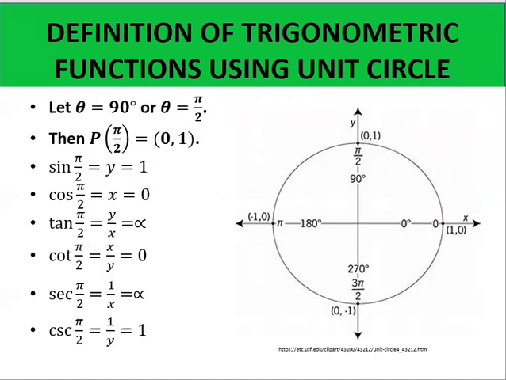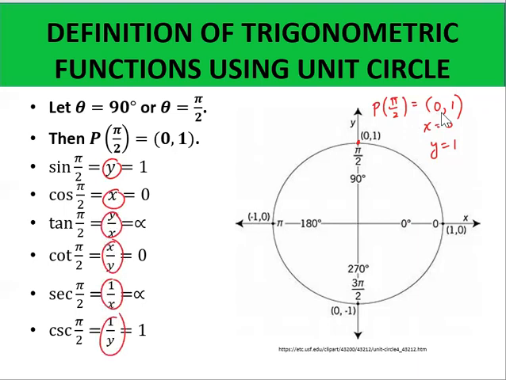Next, if our angle theta is 90 degrees or theta is pi over 2, then our terminal point will be P of pi over 2, which is equal to (0, 1). So this time, x is equal to 0 and y is equal to 1. So again, following the formulas for the 6 trigonometric functions, using the coordinates of the terminal point of pi over 2, we have the following values.